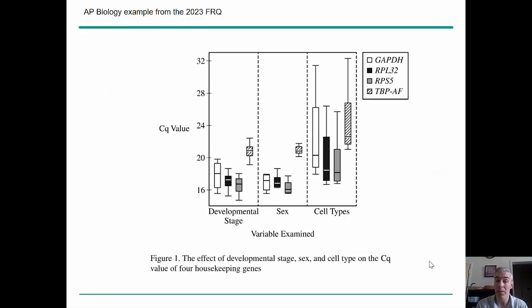Here's an AP Biology exam FRQ from 2023. It shows you a CQ value, which don't worry about what that means, but you can see here the different developmental stages and different genes that are turned on and how widely expressed they are in the different cell types.